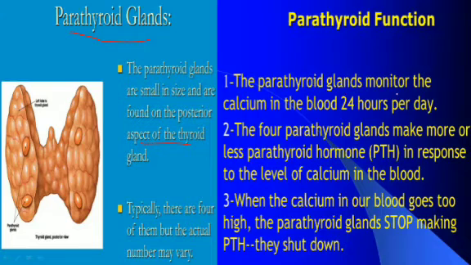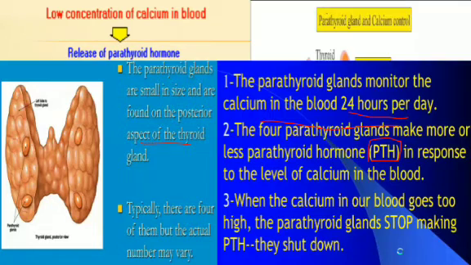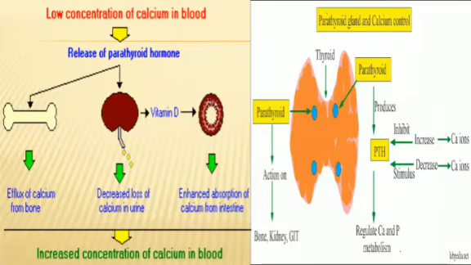So the parathyroid glands monitor the calcium in the blood, a very important function of the body, which is controlled by the parathyroid gland 24 hours per day. So the 4 parathyroid glands make more or less parathyroid hormone, depending on the condition, responding to the level of calcium in the blood. When the calcium in our blood goes too high, the parathyroid gland stops making parathormone. The parathyroid gland releases parathormone, or parathyroid hormone, which has a metabolic function on calcium.